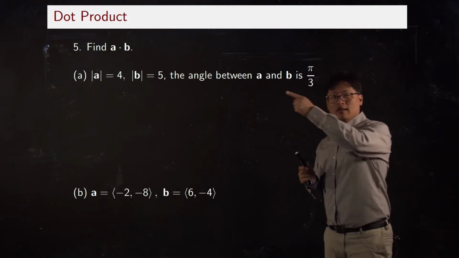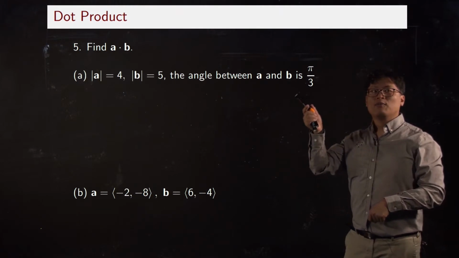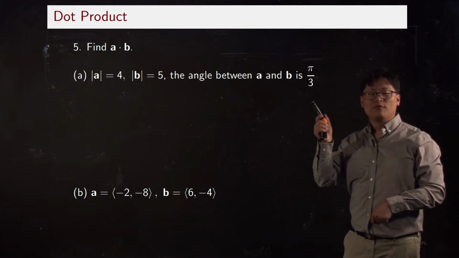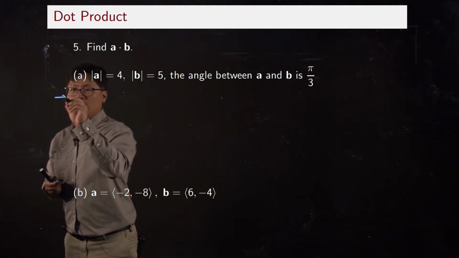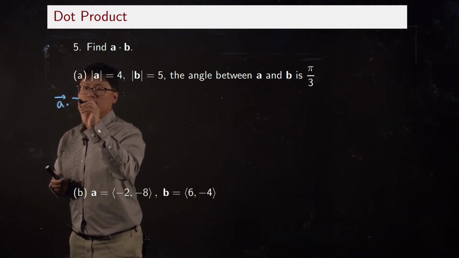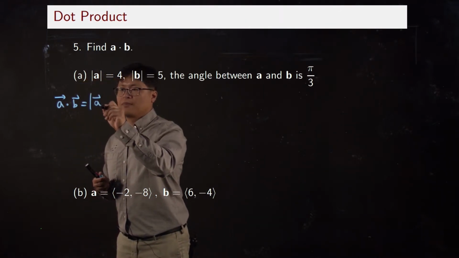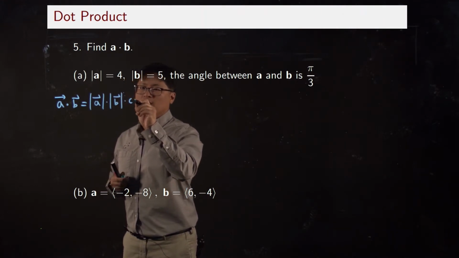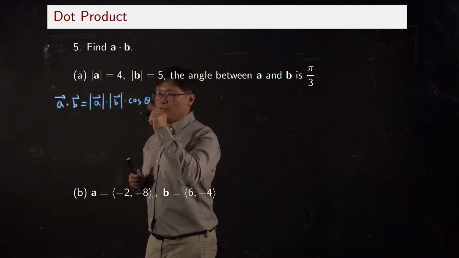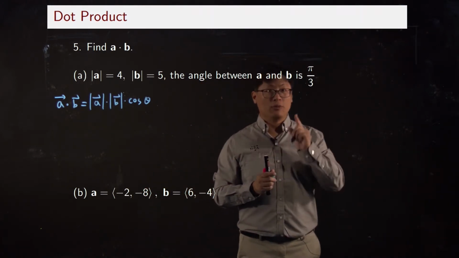There are two ways, like problem A and problem B. In problem A, the length of each vector is given and the angle between the two vectors is given. Then we're going to use this formula: A dot B is equal to the length of A times the length of B times the cosine of the angle between the two vectors. This will give you a scalar value. It's not a vector anymore, but a number.